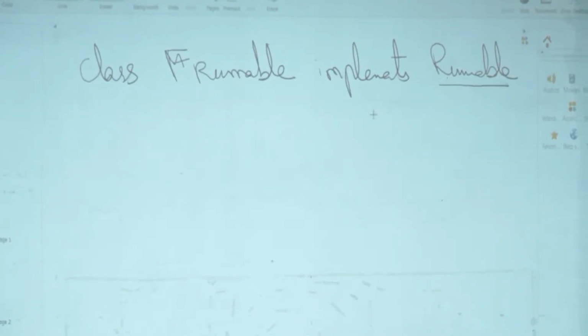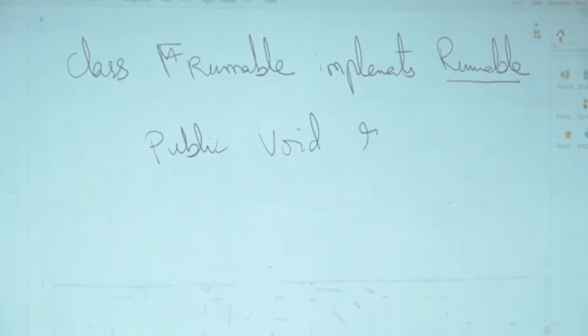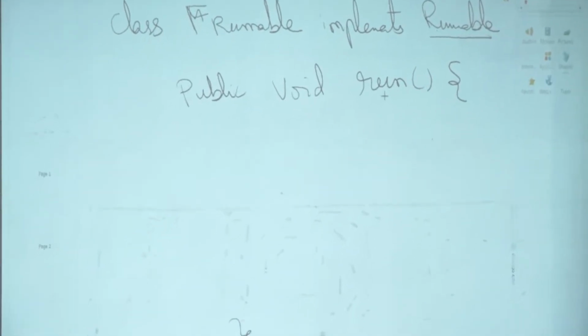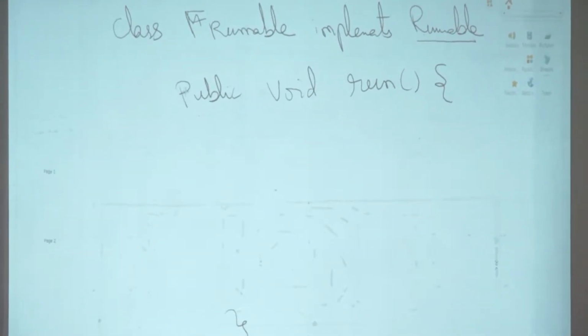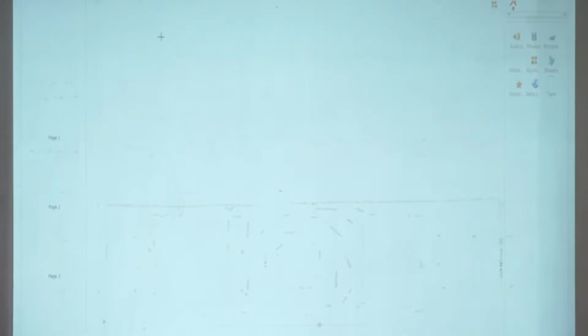The runnable interface consists of which method? Public void run. That is the method it consists of. So we have to write the body of this method. But before we do that, I'll come back to this page. Before we do that, I need a constructor for runnable. So in the class runnable, I'll create a constructor.